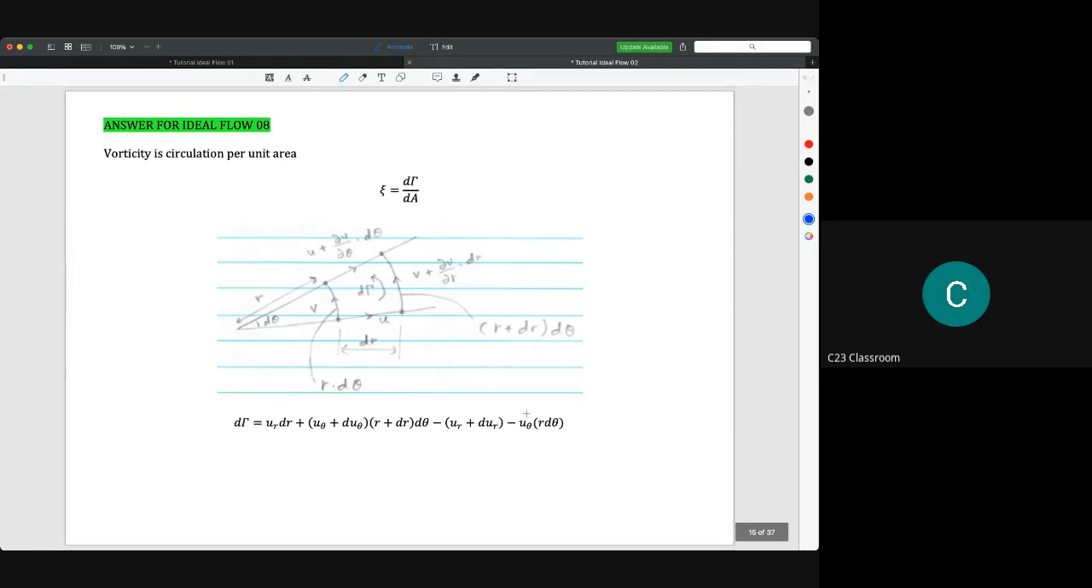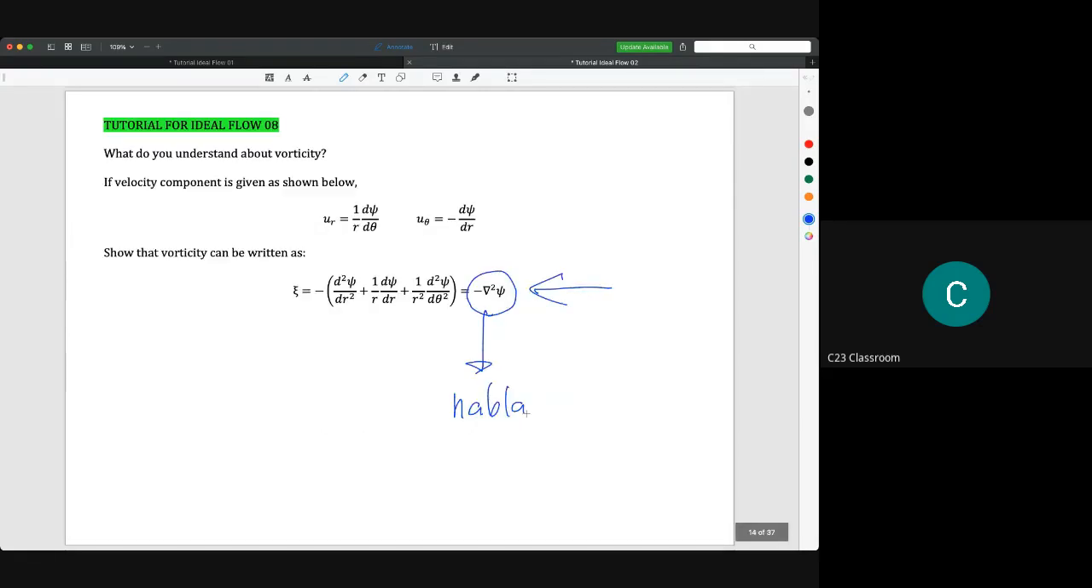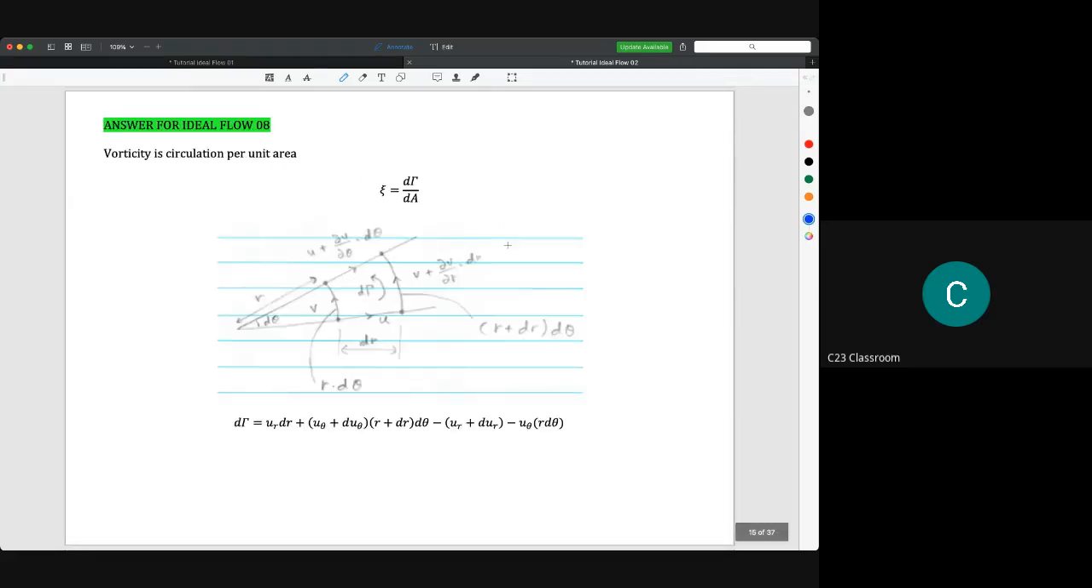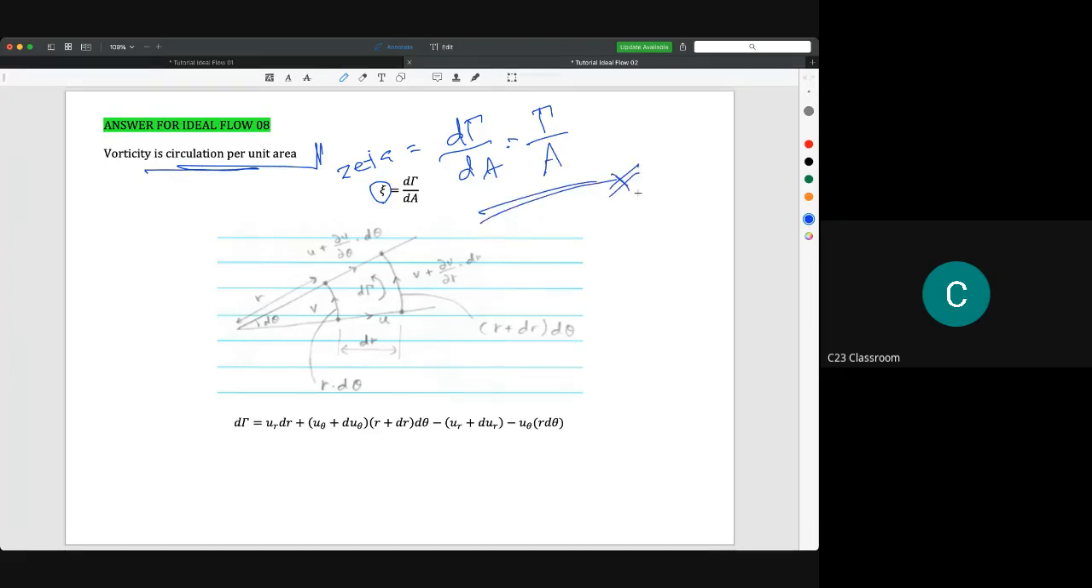So vorticity is circulation per unit area. We are doing the first question, which is about the vorticity, and the velocity component is given like this. Vorticity is circulation per unit area, and it is shown as zeta. So zeta is equal to gamma over dA. You may write it as gamma over dA for the total amount. It depends on you, it depends on the textbook.